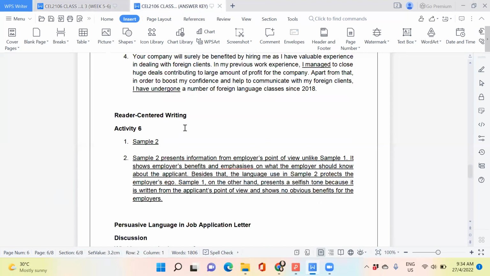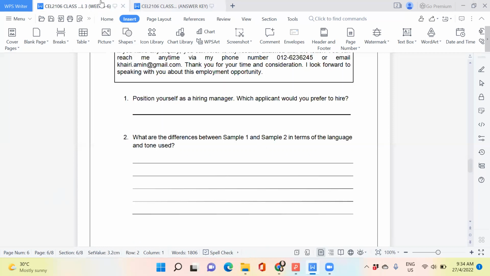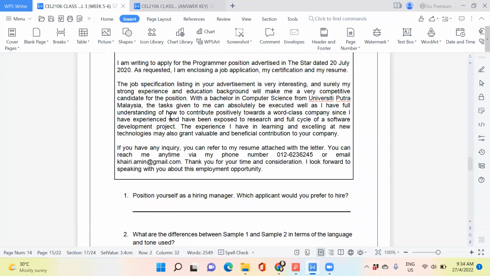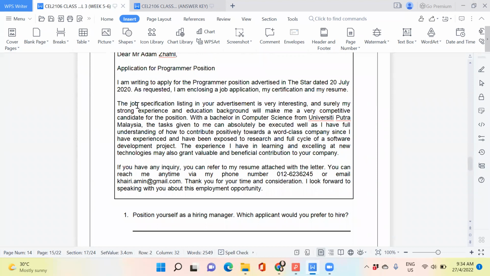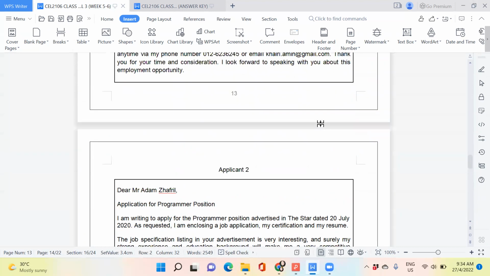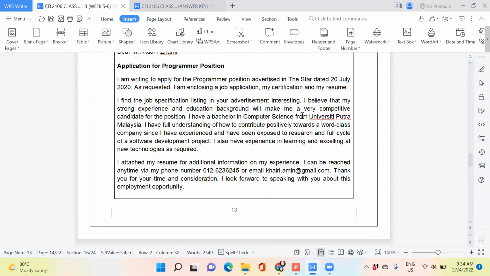Okay, why? Because sample number 2 presents information from the employer's point of view. That means, like I said, if you notice here, the job specification listing in your advertisement is very interesting, and surely my strong experience, with a bachelor in computer science from University Putra Malaysia, the task given to me can absolutely be executed as well as I have full understanding on how to contribute positively towards a world-class company. Okay, let's see. Compare that to sample number 1.